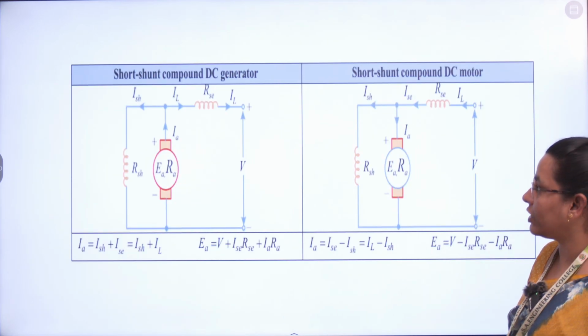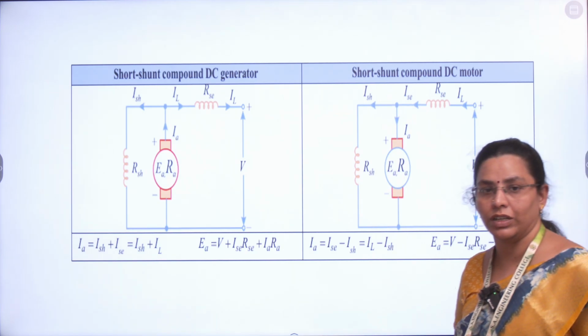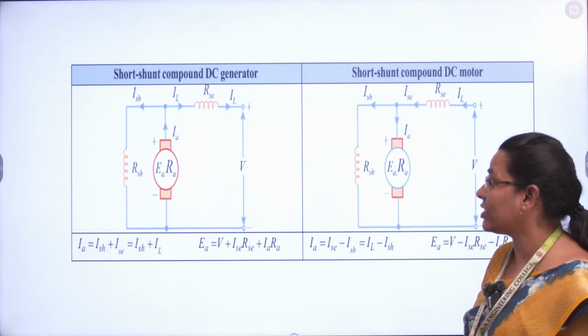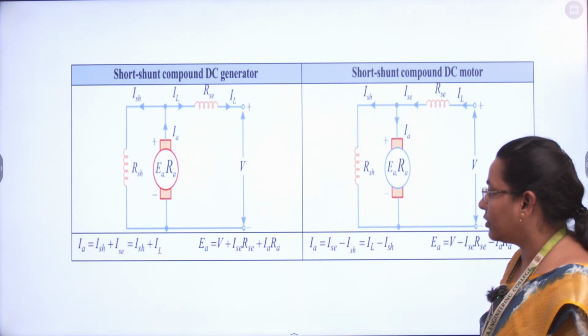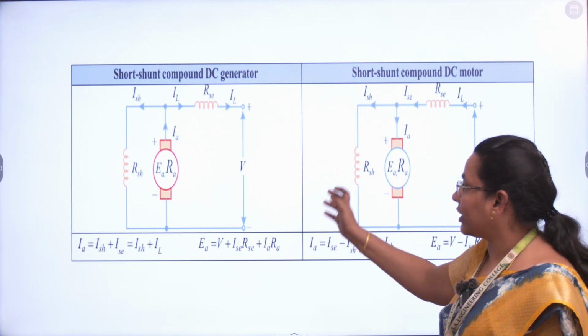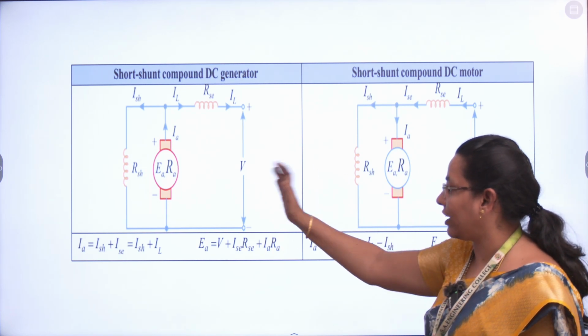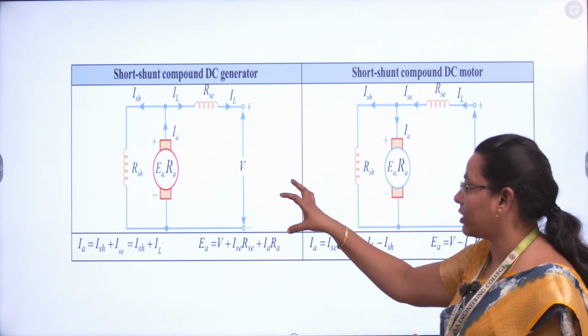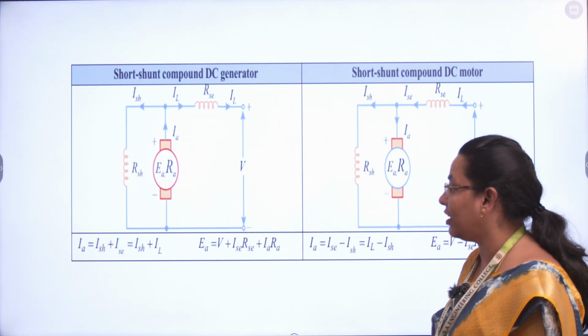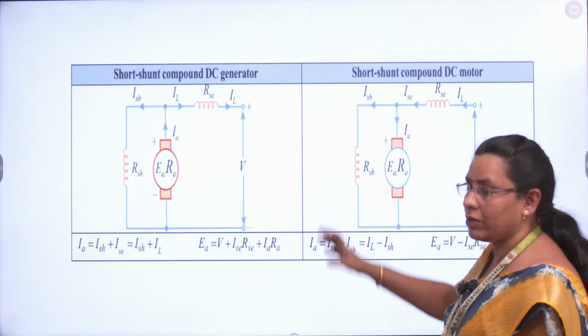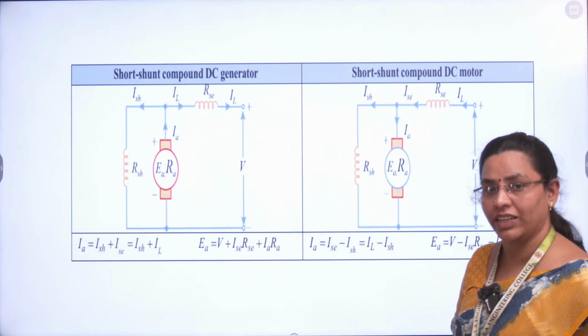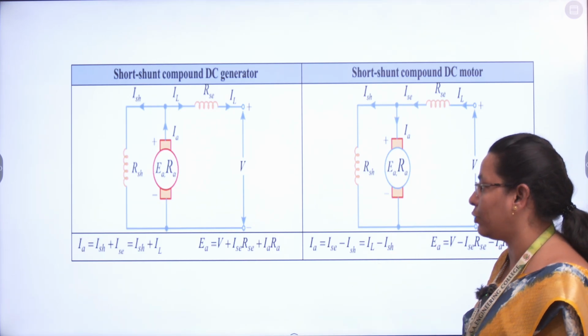Next type of motor is the compound motor. A compound motor is nothing but a combination of two windings. Some number of field windings should be connected in parallel with the armature winding, and some number of windings should be connected in series. That's why we call it the compound motor.